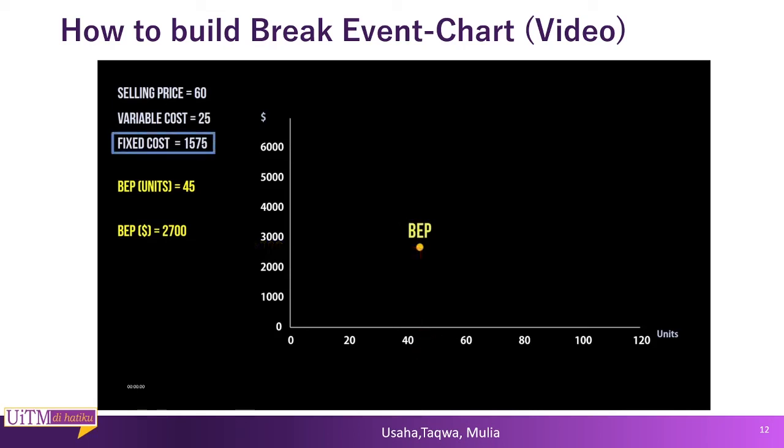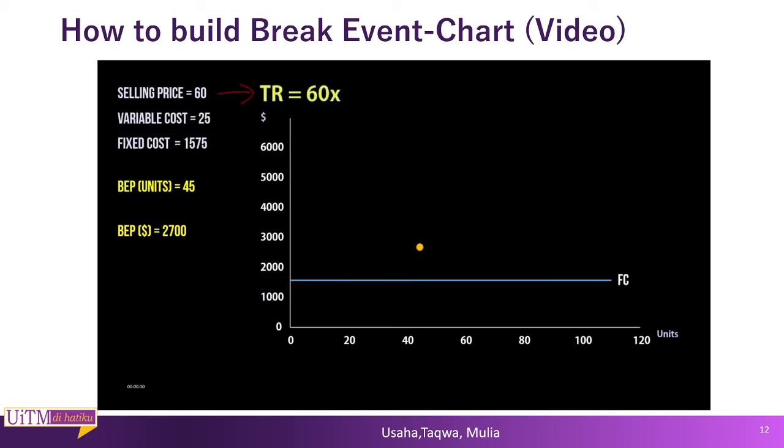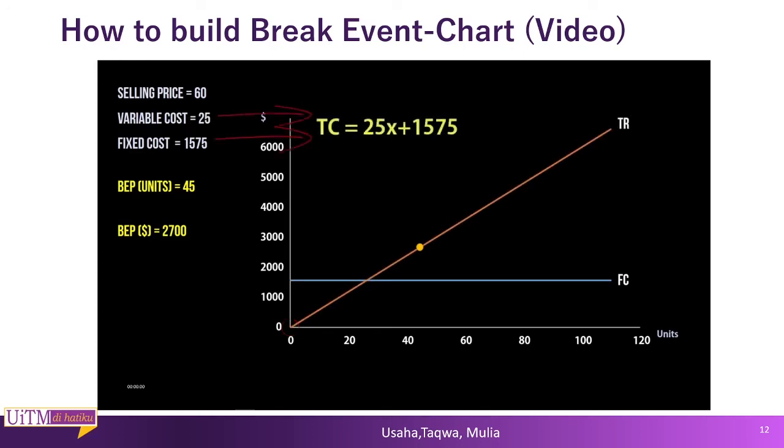Now the fixed cost is the same for any volume of production, so we draw a horizontal line for fixed cost here at 1,575. For the total revenue function, we know that if we sell 0 units, total revenue will be 0. So the total revenue line is satisfied by 0, 0, and passes through the break-even point. For total cost, when 0 units are purchased, total cost equals fixed cost. So the total cost line will start at fixed cost here and pass through the break-even point.